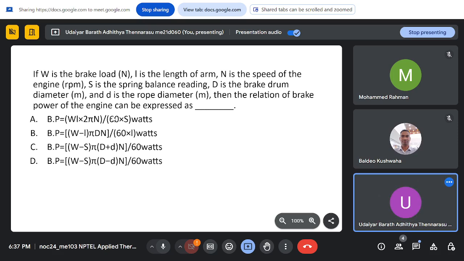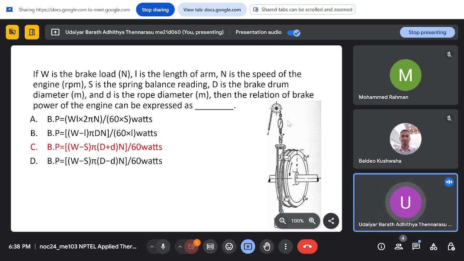So moving on to the next question. If W is the brake load, L is the length of arm, N is the speed of the engine, S is the spring balance reading, D is the brake drum diameter, and d is the rope diameter, then the relation of brake power of the engine can be expressed as. To show you an arrangement of how brake power is calculated, you have a shaft with a pulley, and a rope mounted around it, and there is a weight suspended. It is mounted on a spring balance. So this is how it looks.